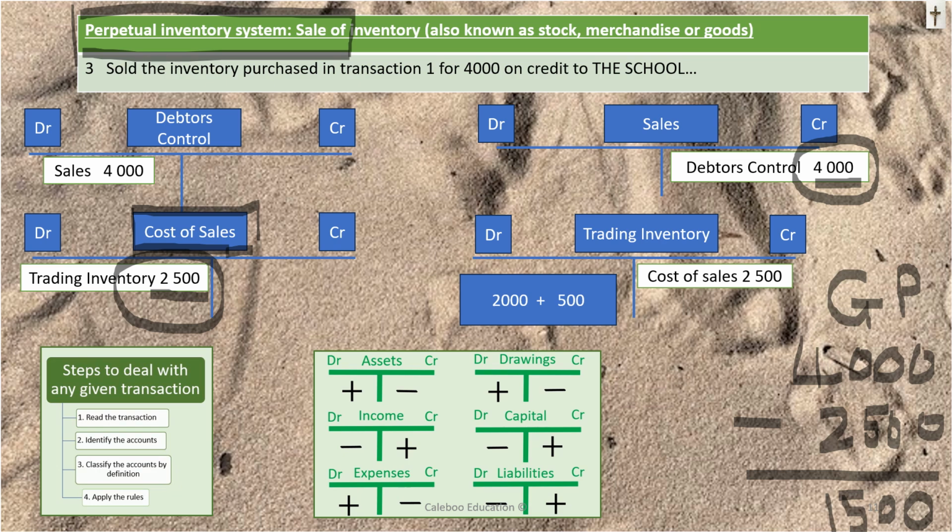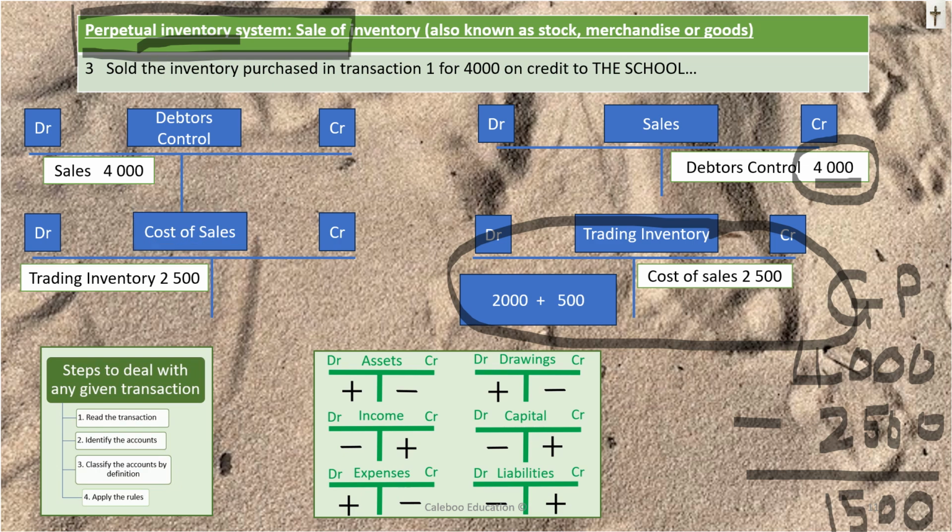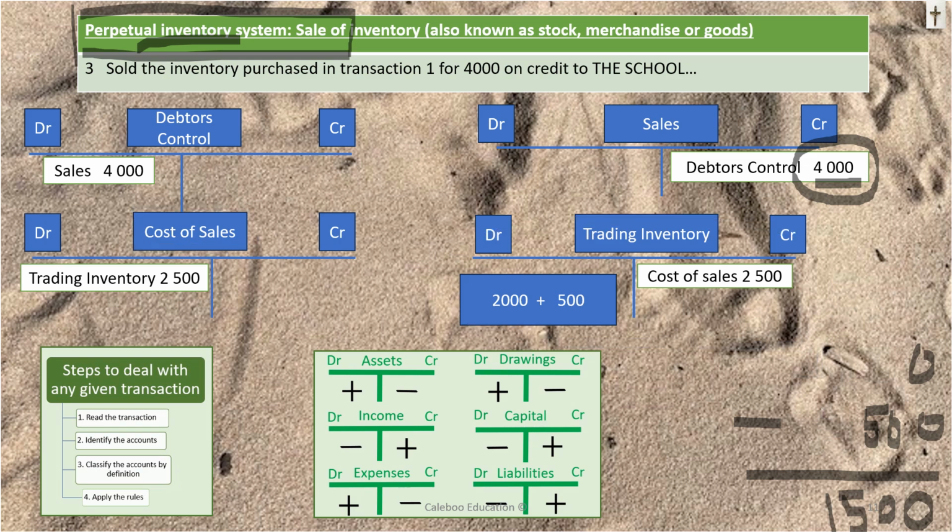So let's just recap here. It's quite a mouthful. In the perpetual inventory system, by the way, I can also have a running balance of trading inventory. Another advantage. This year you might have to watch a few times because I'm explaining quite a bit.